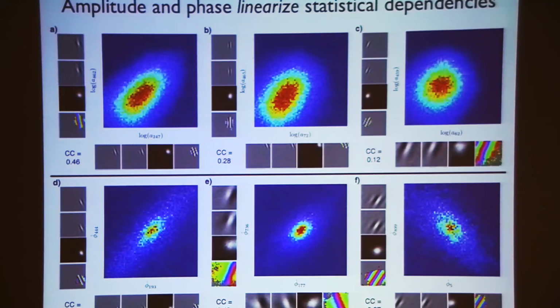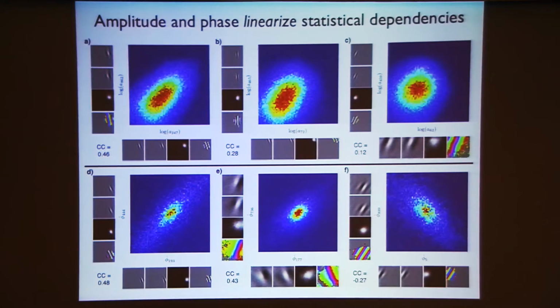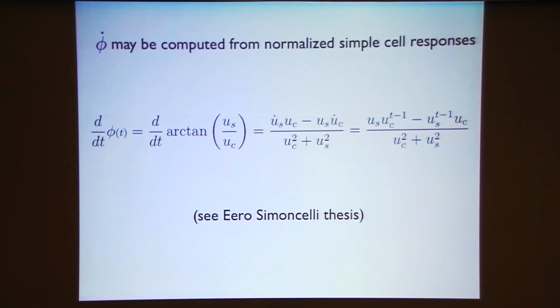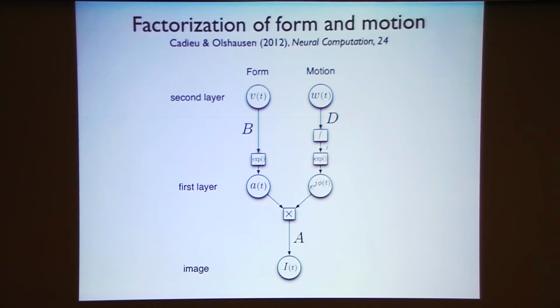Once you have it in this form, it turns out you basically allow it to expose these statistical dependencies that exist among the amplitudes and among the phases. I'm going to have to jump ahead here. I'm sorry, real quick, I'll just try to give you the gist of it.